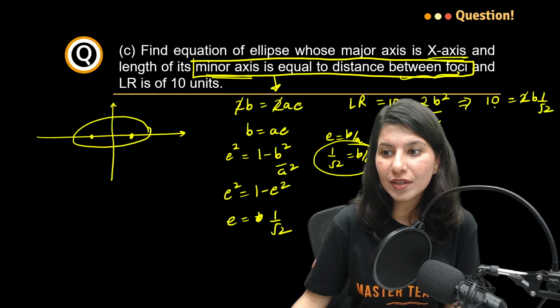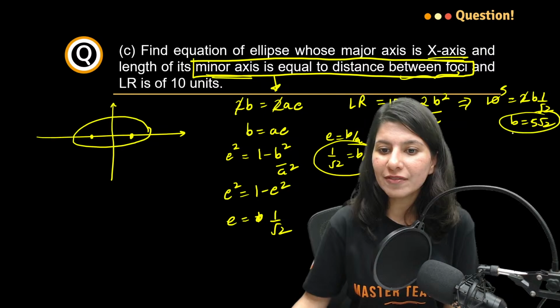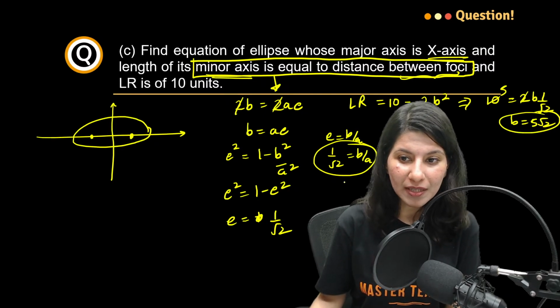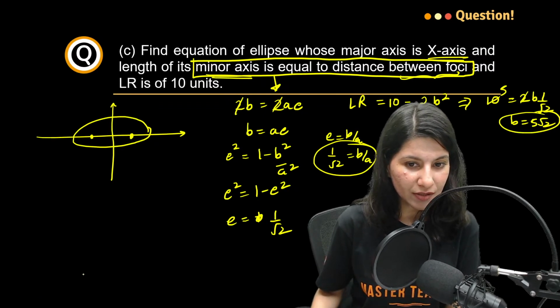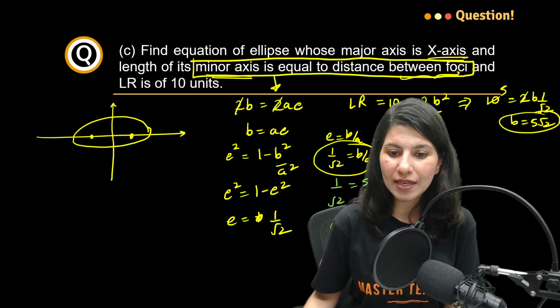So B over here is 5 root 2. B is your 5 root 2. The moment you get your B, just plug in the value over here. 1 by root 2 is equal to 5 root 2 upon A. So A is coming out as 10.